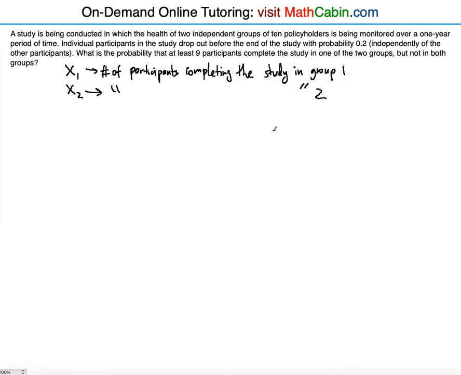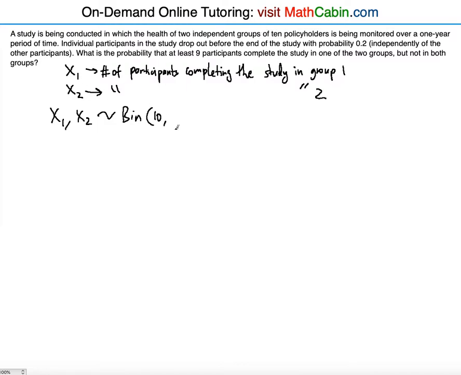Okay, so now notice that we're talking about individual probability, we're talking about independence, and we're talking about overall probability that depends on the number of participants. So we're talking about binomial distribution. So x1 and also x2 will have the same binomial distribution, with two parameters. The parameters is the number of people, which is 10 in each group, right?